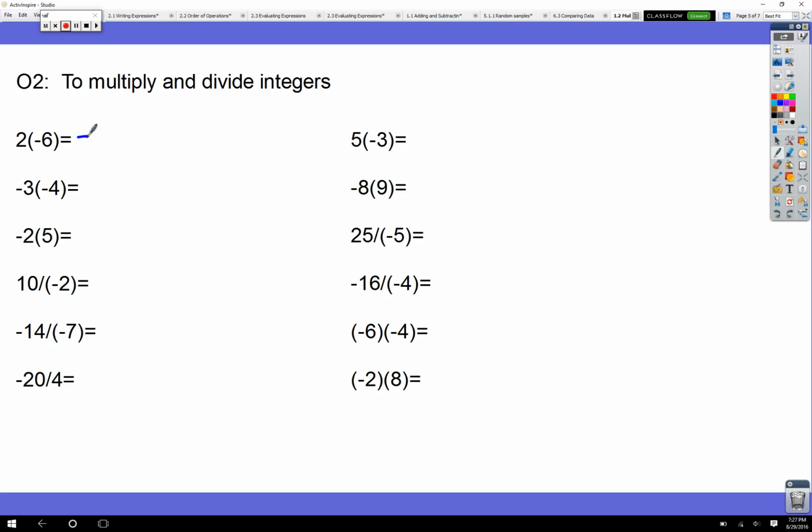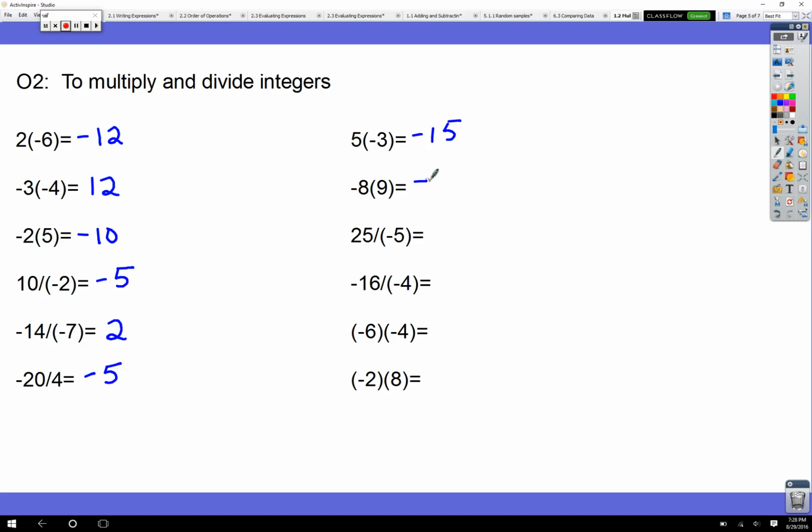Okay, 2 times negative 6 is negative 12. Negative 3 times negative 4 is positive 12. Negative 2 times 5 is negative 10. Here we have positive divided by a negative, so the answer is negative 5. Negative divided by a negative is a positive 2. Negative 20 divided by 4 is negative 5. 5 times negative 3 is negative 15.